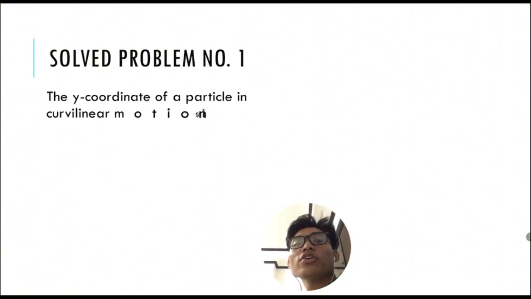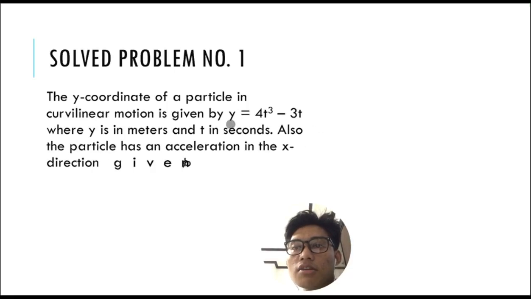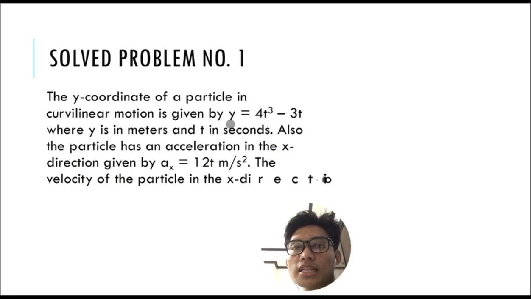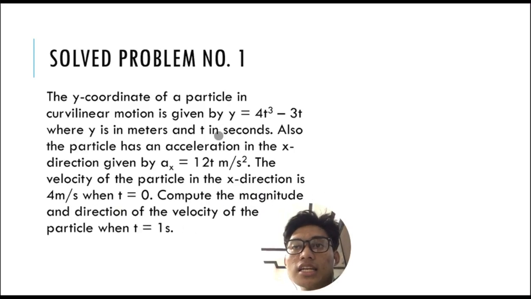Okay. The y-coordinate of a particle in curvilinear motion is given by y is equal to 40 cube minus 3t, where y is in meters and t is in seconds. Also, the particle has an acceleration in the x direction given by tangential acceleration of 12t meter per second squared. The velocity of the particle in the x direction is 4 meter per second when t is equal to 0. Compute the magnitude and direction of the velocity of the particle when t is equal to 1 seconds.